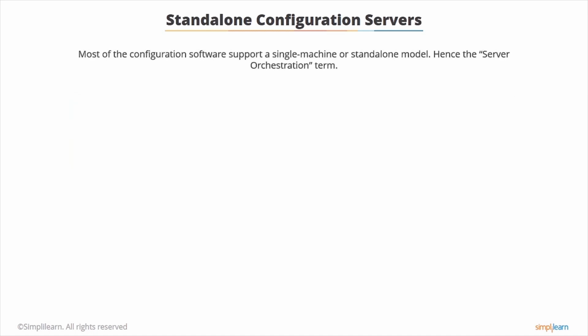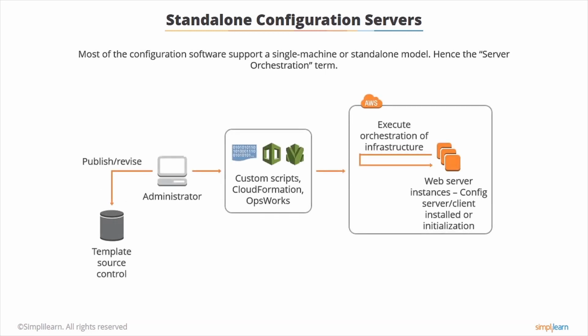Most configuration software supports a single machine or standalone model, which means that it is typically capable of managing one to hundreds of servers from a central controller machine, hence the server orchestration term. In a typical environment, you can have a single administrator machine on which you create and edit the configuration templates, store them in the source control system, for example, Git, and use the configuration management tools to orchestrate your infrastructure.